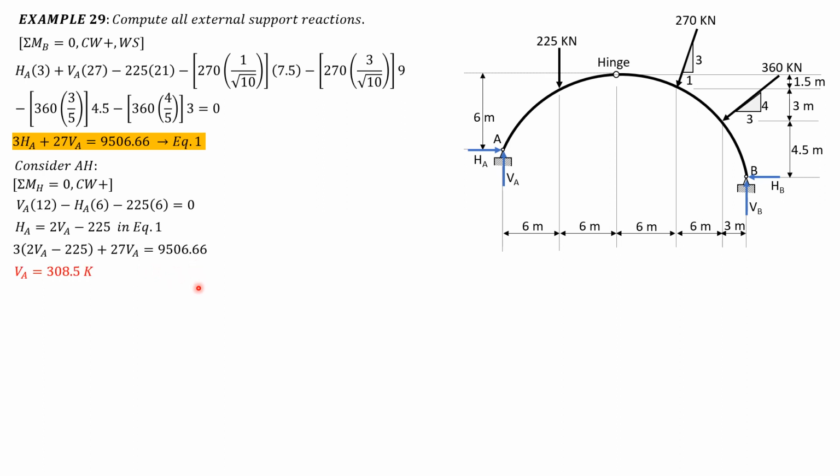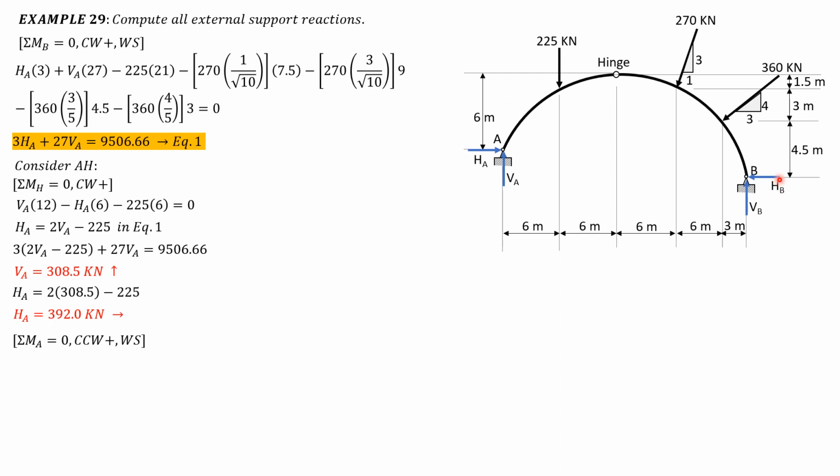Solving for VA is 308.5 kilonewtons upward. Then HA is 2 times 308.5 minus 225, so HA is equal to 392.0 kilonewtons. Since all the values are positive, the assumed directions of these reactions are correct. Next, summation of moment about A, considering the entire system, counterclockwise as positive, equals 0.